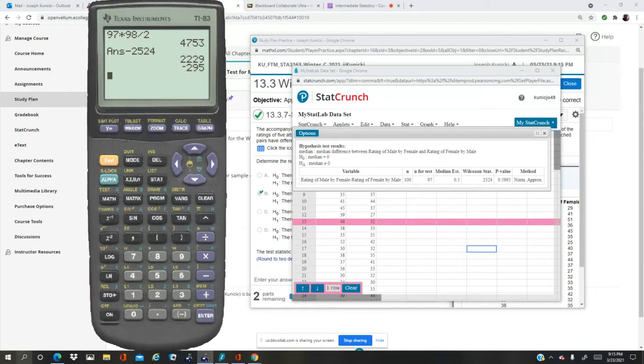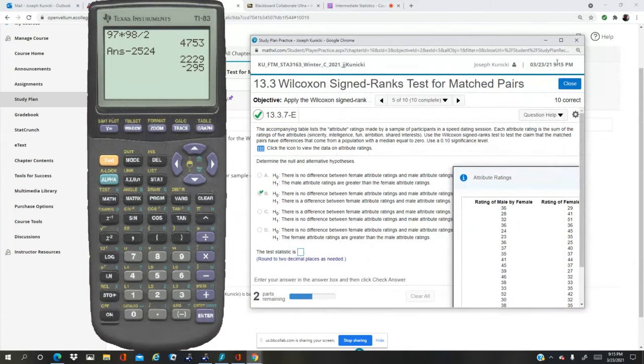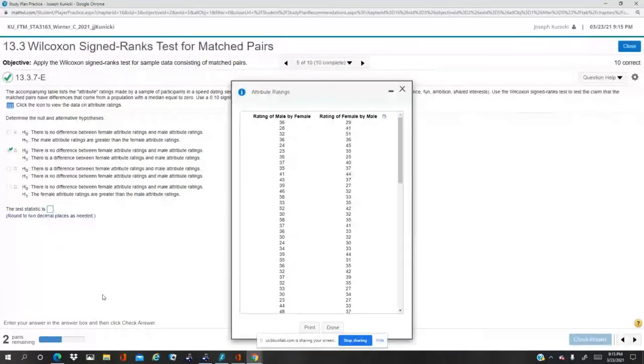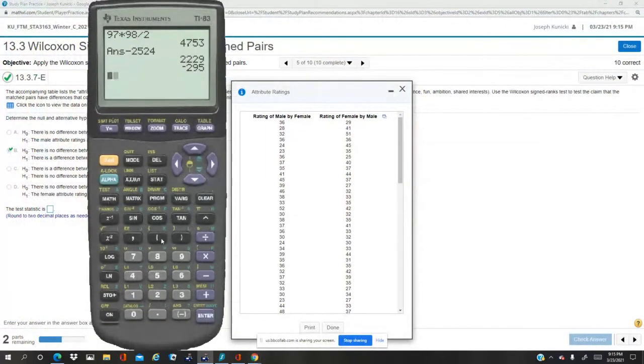Okay, so now I want to calculate the test statistic. The test statistic is a Z because it's a large sample size. The numerator is T, so 2229, minus 1/4, so 0.25, times N, and N was 97, times N plus 1, which is 98.